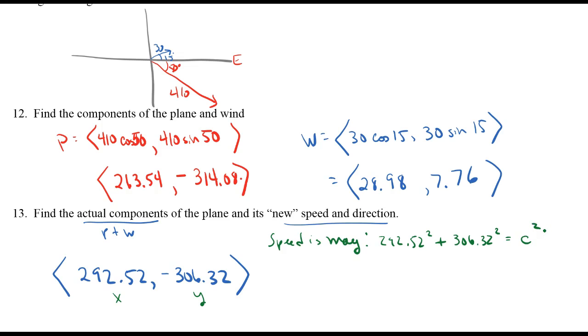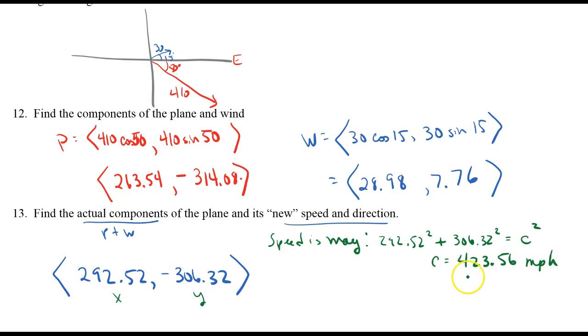So here goes nothing, 292.52 squared plus 306.32 squared. Okay, and then I'm going to square root that. I'm not going to do an exact answer here. I mean, if everybody else is a decimal, then leave this as a decimal too. Okay, this is my new speed. So here's my new miles per hour.